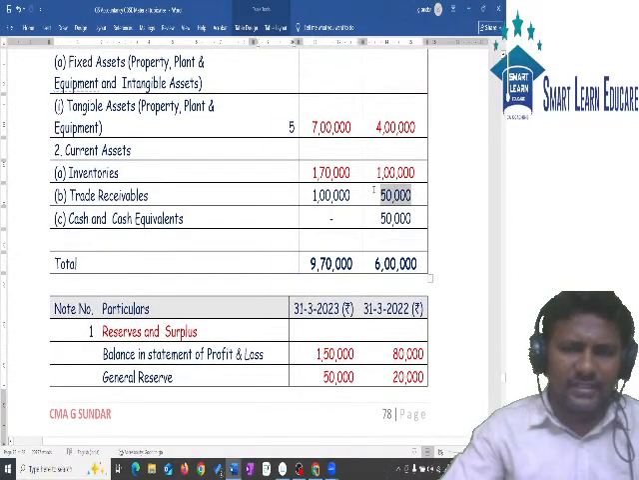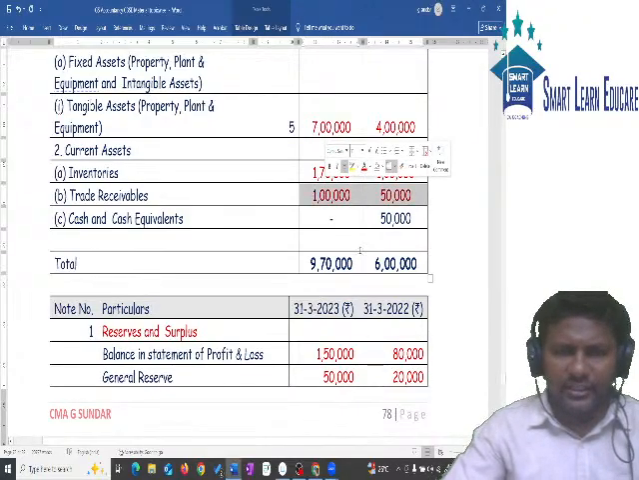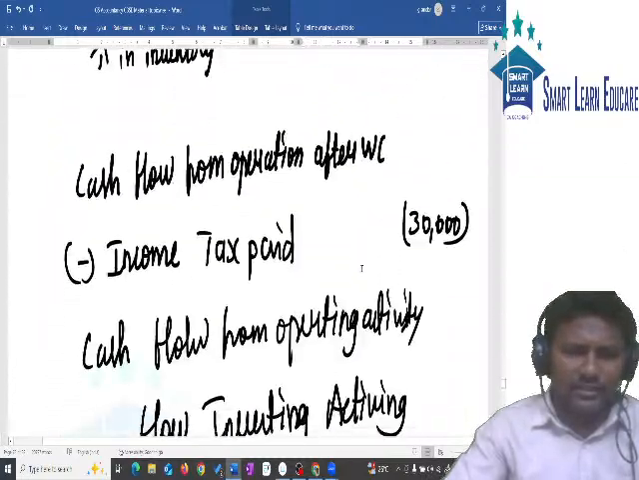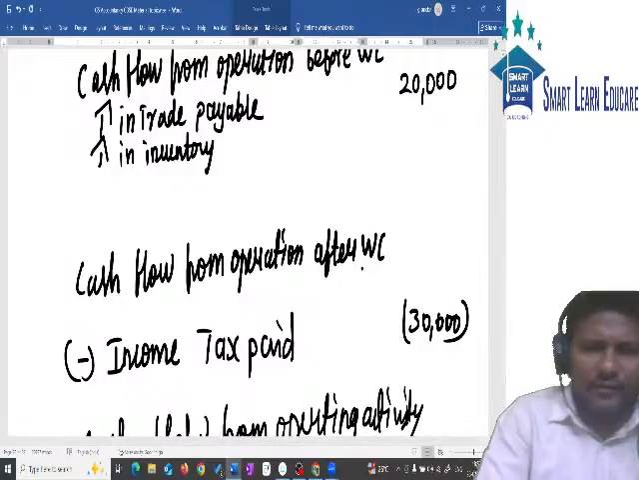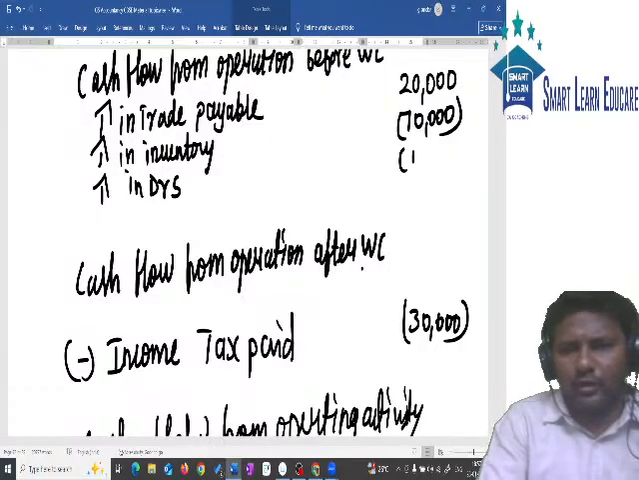In the same way, debtors increase by 50. The increase in inventory is 70, the increase in debtors is 50. Inventory increases by 70, which is an outflow. Debtors increase, increase in debtors, that is also an outflow, 50,000.